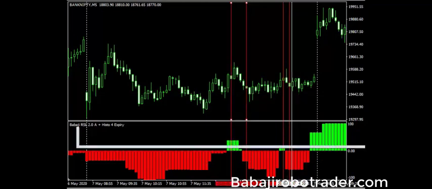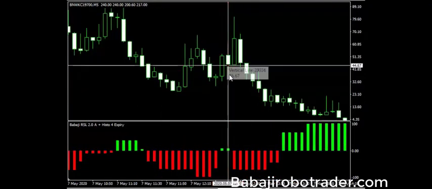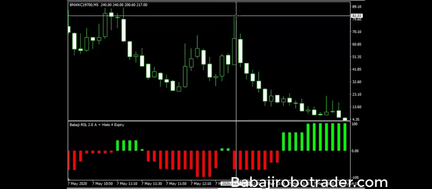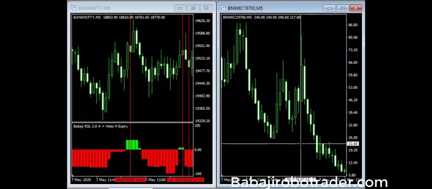So 12:40. I have chosen 19,700. So this is the 12:40 candle. You can see the close price is 40.70. From here, it went to a high of 80 rupees. So that is more or less near to double. So here we can see in parallel.